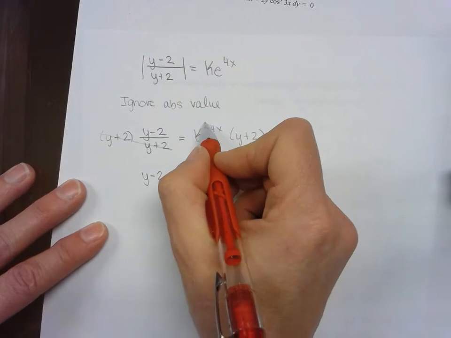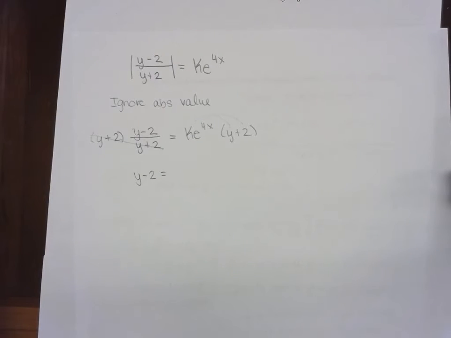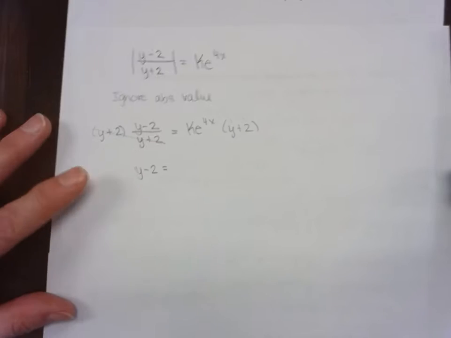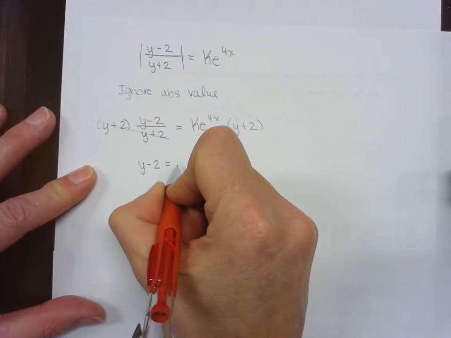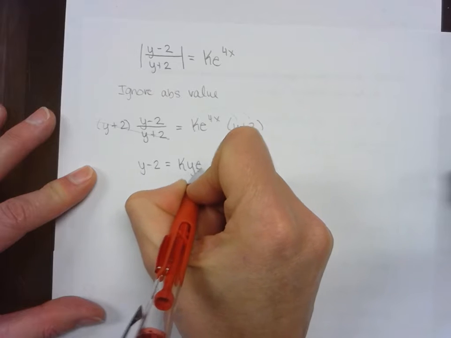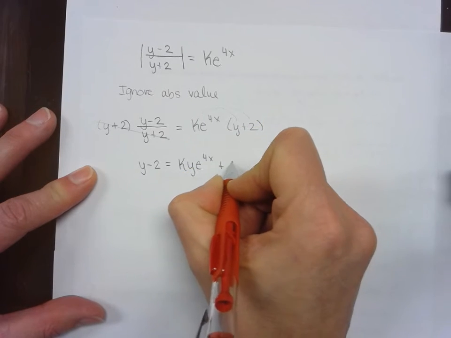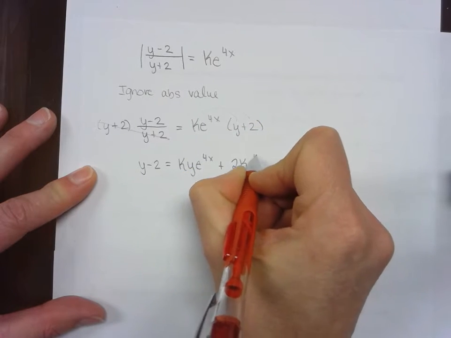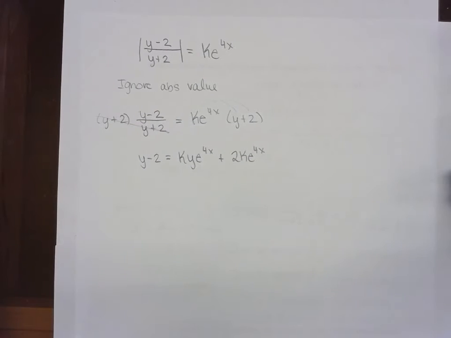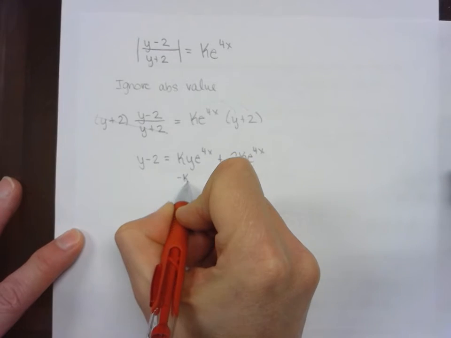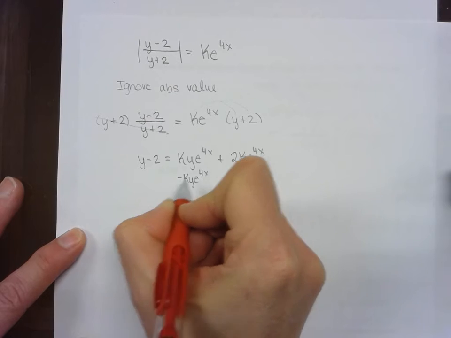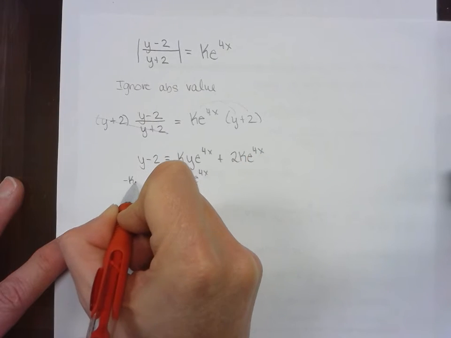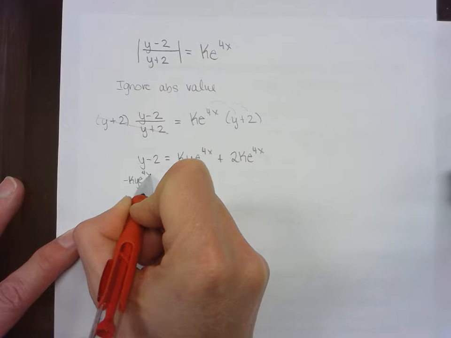And then distribute the k e to the 4x. That's what we can't do with absolute values. So I'd have k y e to the 4x plus 2k e to the 4x. So if I want to solve for y, I want the y's on the same side. So I'm going to subtract the ky e to the 4x from both sides and add 2.